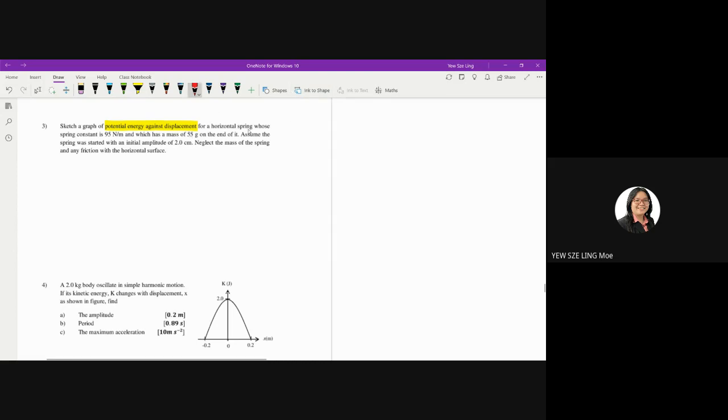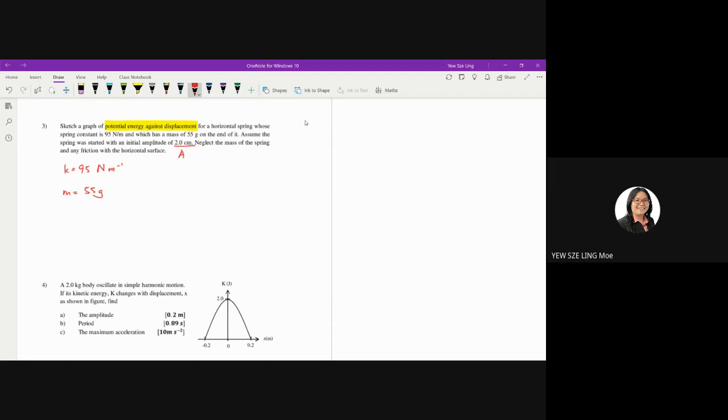So for a horizontal spring whose spring constant is 95 N/m, you are given k equals 95 N m^-1, and which has a mass equal to 55 gram on the end of it. Assume the spring was started at an initial amplitude, so your amplitude is 2 cm. Neglect the mass of the spring and any friction with the horizontal surface.